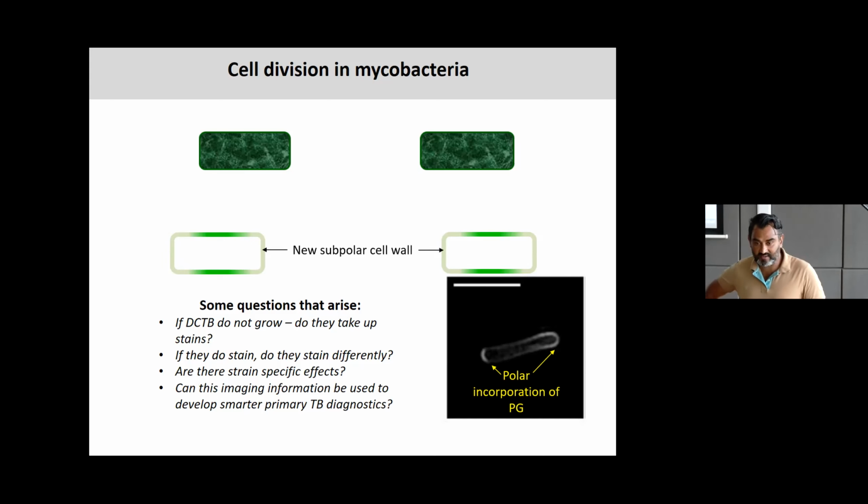If they do stain, can they stain differently? To answer your question, can you find them quickly? Are there any strain-specific effects? Can we pick out, like with COVID, different strains just on the basis of the way they stain? And then can this imaging be used to develop an algorithm that would serve as the basis for smarter diagnostics?